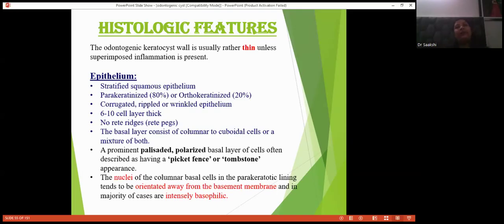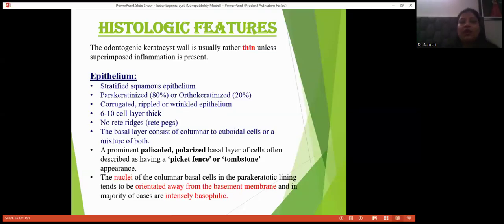That is why, when WHO reclassified its classification, they placed this among tumors instead of cysts. They said all its features resemble a tumor, so we classify this as a keratocystic odontogenic tumor instead of odontogenic keratocyst. But later in 2017 they again classified it back into the cyst, and reclassified it as parakeratinized odontogenic keratocyst and orthokeratinized odontogenic keratocyst. So 80% of the cases are the parakeratinized one and 20% cases are the orthokeratinized one.